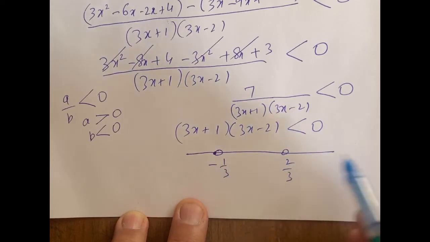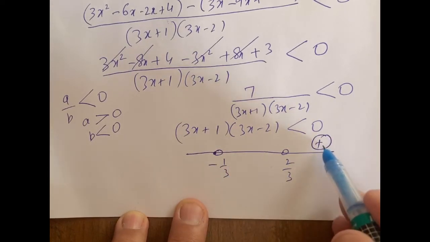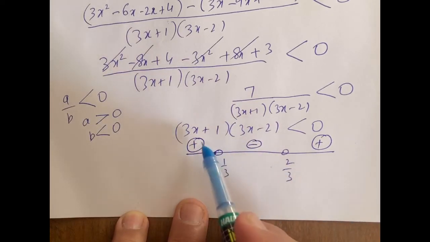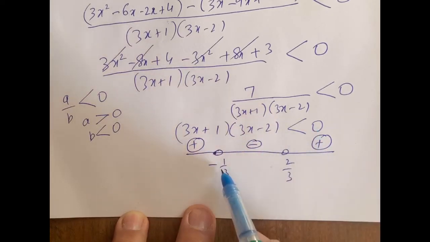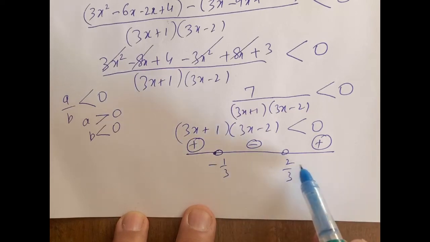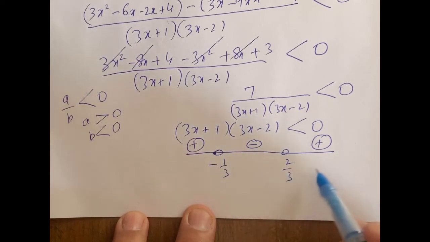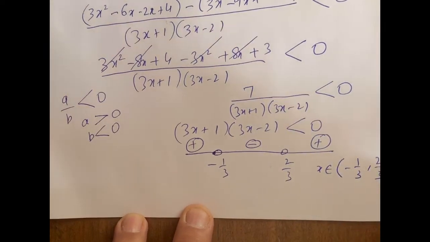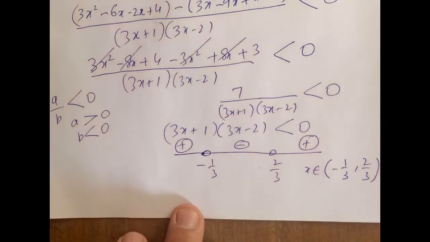Then number line gets divided into 3 parts. Rightmost part positive, then negative and positive. So what do we want? We want negative sign. Negative sign is between minus 1 by 3 and plus 2 by 3. So we write x belongs to minus 1 by 3 to plus 2 by 3. So this is the answer, minus 1 by 3 to plus 2 by 3.